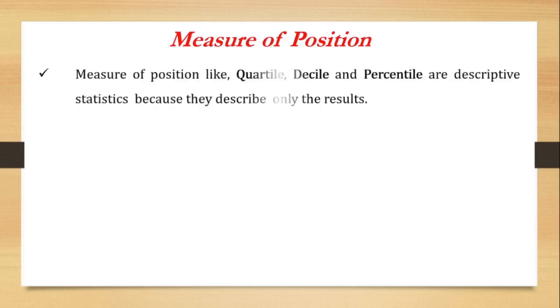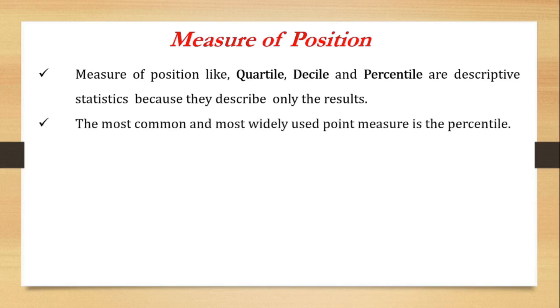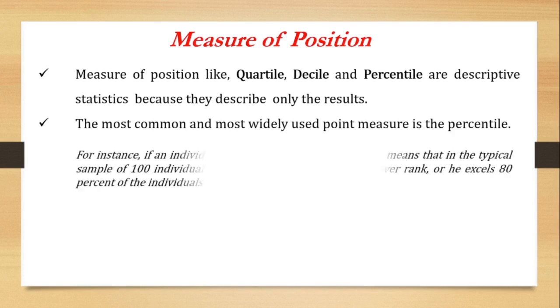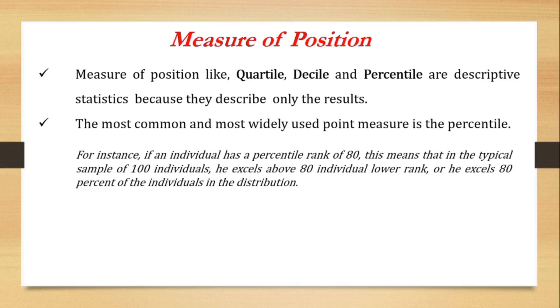Measure of position. Measures of position like quartile, decile, and percentile are descriptive statistics because they describe only the results. The most common and widely used point measure is the percentile. For instance, if an individual has a percentile rank of 80, this means that in a typical sample of 100 individuals, he excels above 80 individuals' lower rank, or he excels 80% of the individuals in the distribution.